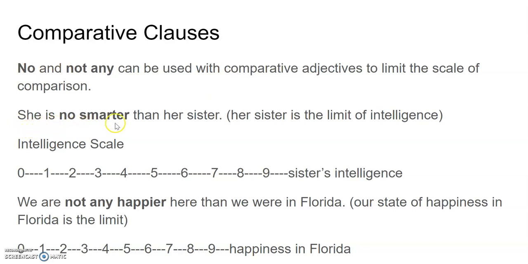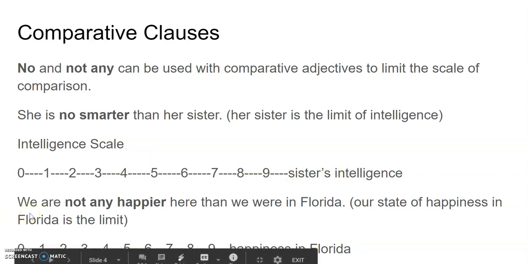She is no smarter than her sister, right? In this case, her sister, if you take a look at the scale here that I drew for you guys, her sister is like the limit of intelligence, right? So she's no smarter. She can't be smarter than her sister. But we're trying to say that they're similar in intelligence, but she's not smarter than her sister, right? So she's no smarter than her sister.